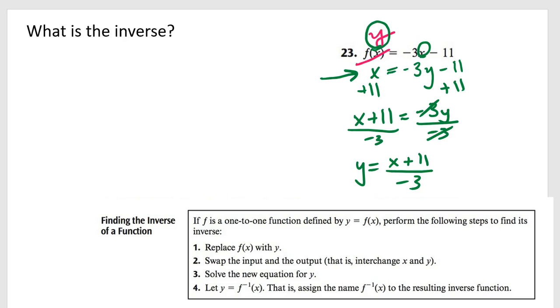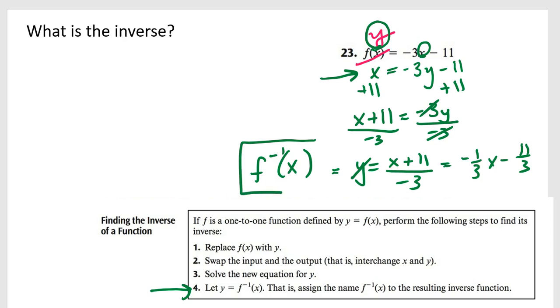You could write it in different forms of that too. If you wanted to, you could write it as -1/3 x minus 11/3. Both are correct. But your last step is very important. You have to make sure you change out your y for the inverse of x. And this is how we write the inverse of x. So we know that is equal to -1/3 x minus 11/3.